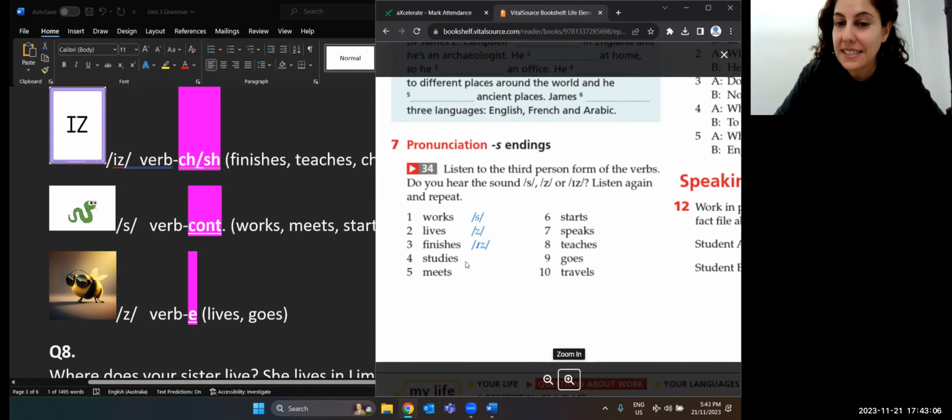So let's see which one we hear for the ending for 4, 5, 6, 7, 8, 9, and 10. So put the symbol next to the sound that the ending of that action word has. Okay, so let's listen.